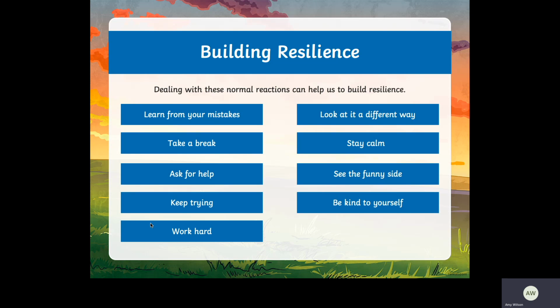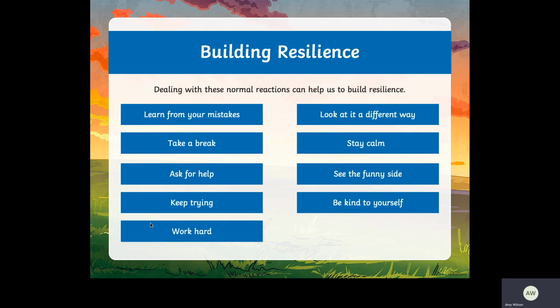But don't give up. Work hard. Keep working hard links in with keep trying and not giving up. Maybe you could look at it a different way, and that's why it's good to ask for help. Maybe you've got so cross and frustrated. I'm thinking of when I'm trying to build a piece of furniture at home and I'm getting really cross and frustrated and the pieces don't fit together. If I ask for help, somebody else comes in and says, oh, why don't we do it this way? And that's a great way of getting through a problem.